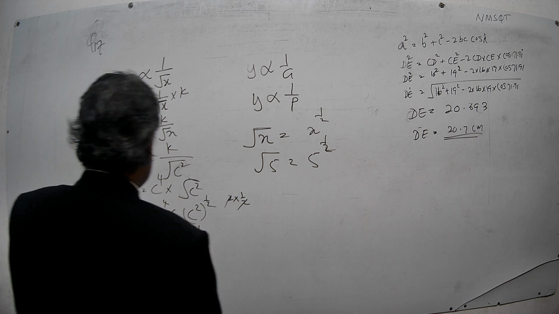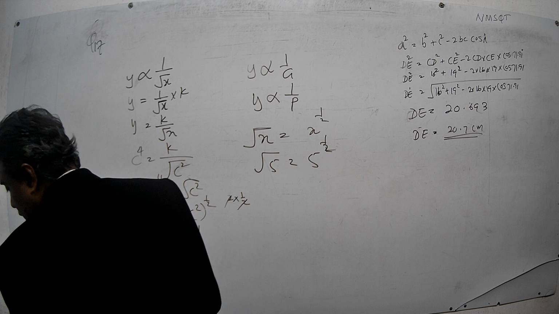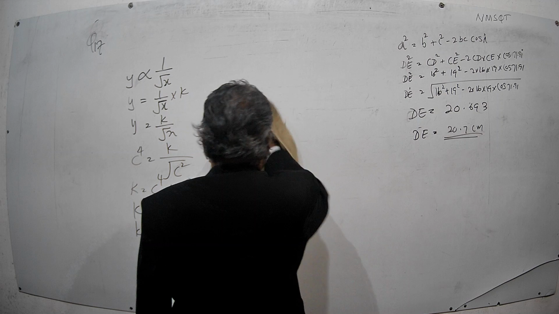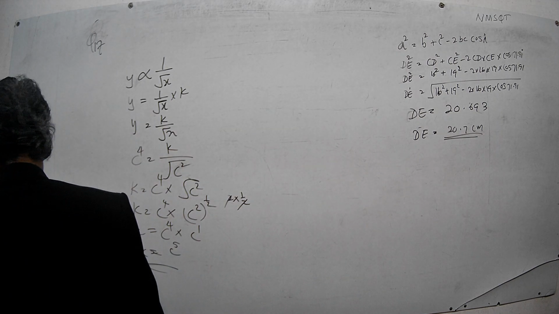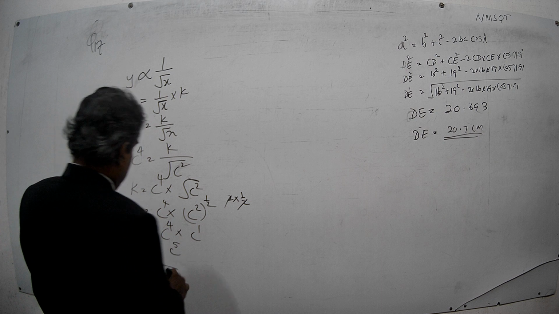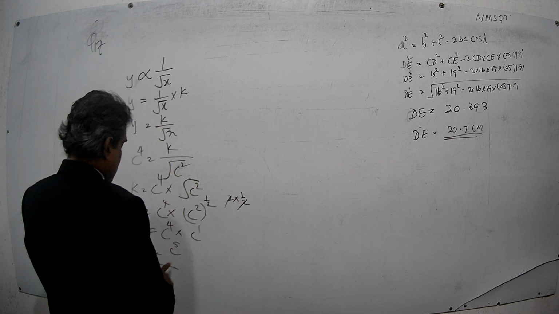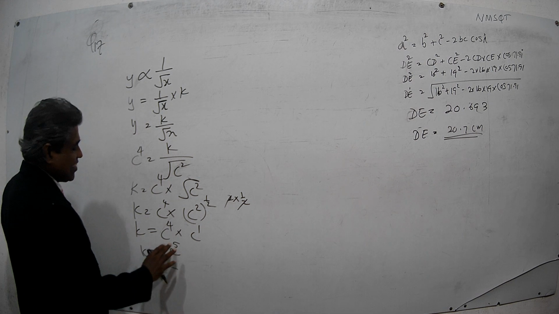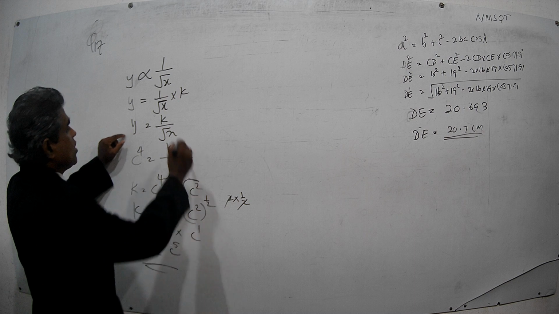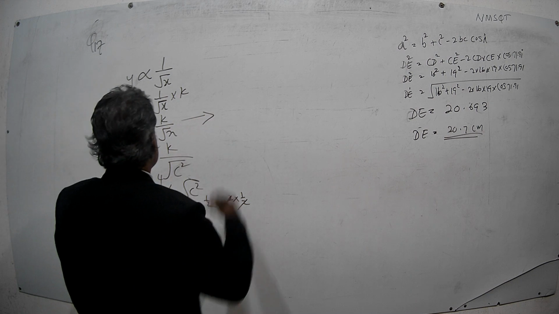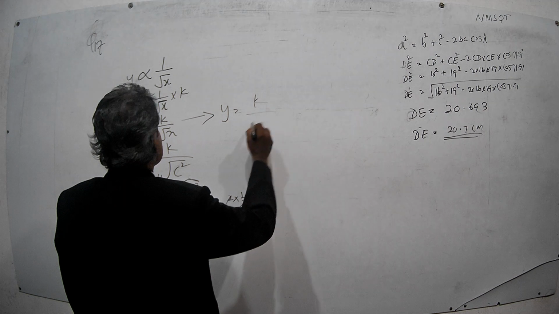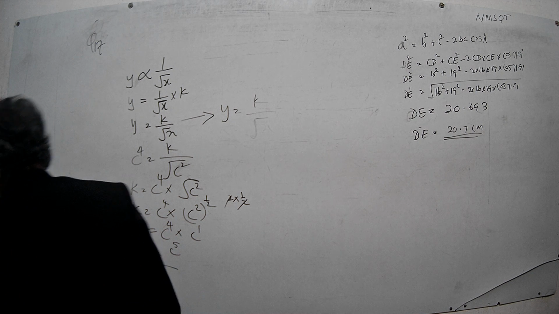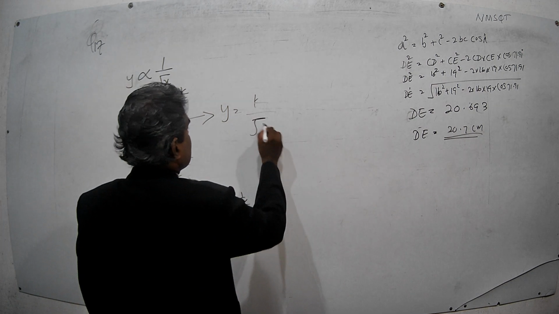Now we are asked to find the formula for y in terms of x and c. As we have found the value of k in terms of c, all we have to do is substitute this k value into this equation. This is the equation model: y equals k over square root x.